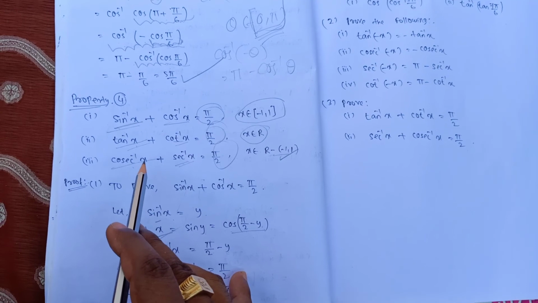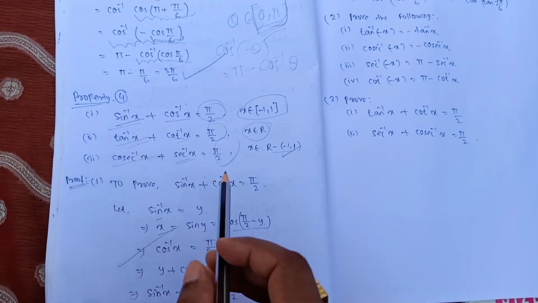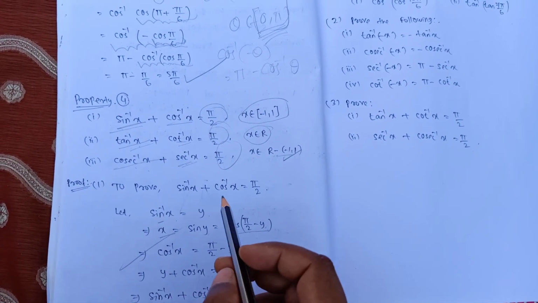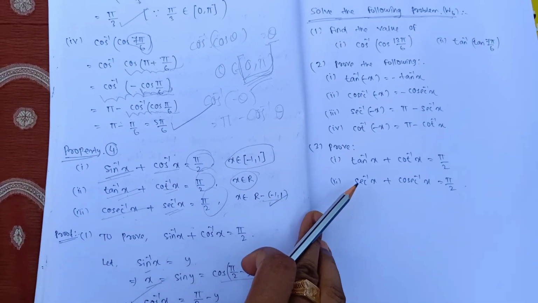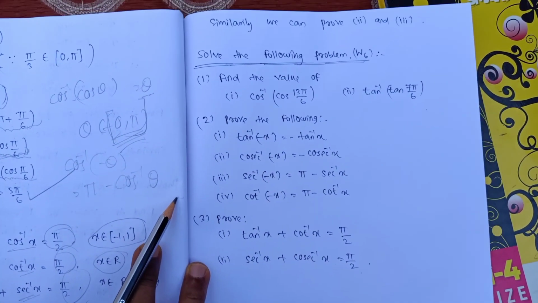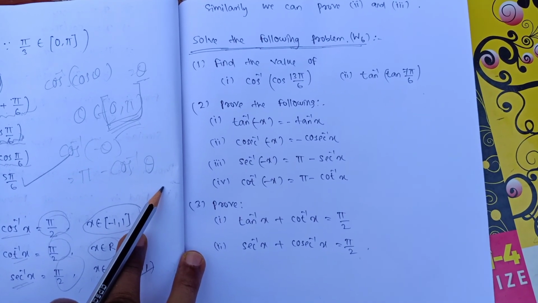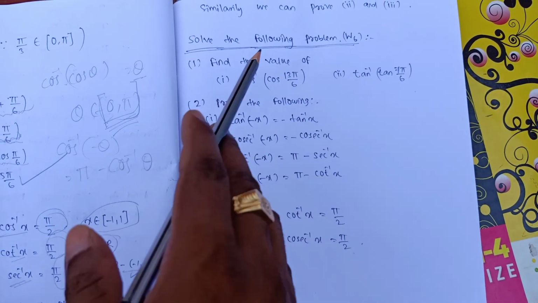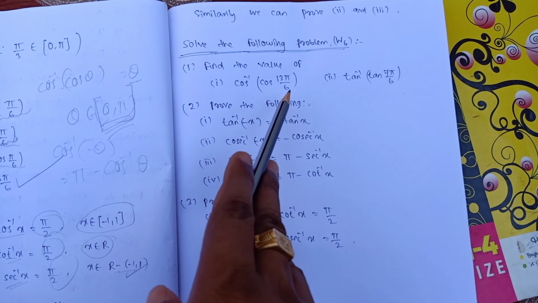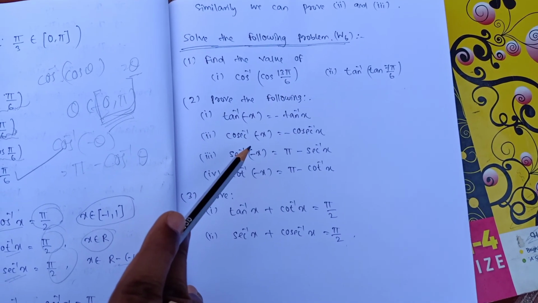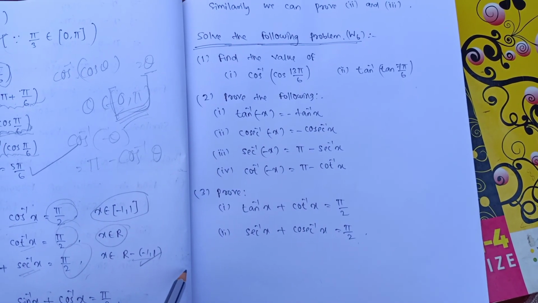Similarly, we can prove the other two by taking this one as y and using the formula pi by 2 minus theta, and you can prove the other two. Okay, you try these problems and consider this as workout 4, that is W6. Find the values, just observe whether that theta belongs to the interval or not, and prove the followings. Okay, thank you.